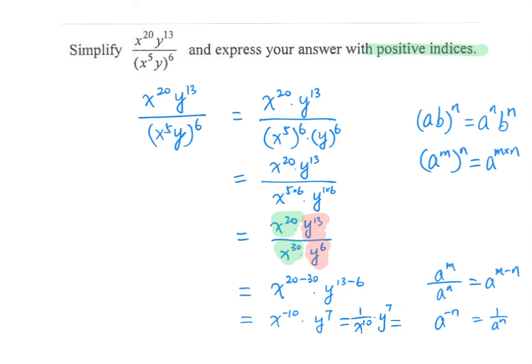So the final answer, 1 times y to the power 7, which is y to the power 7 on the top over x to the power 10. So that's it. Okay, don't mix up.